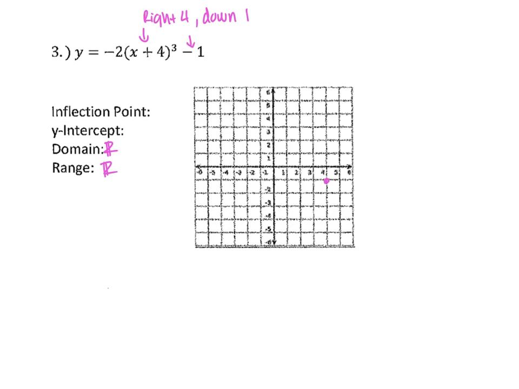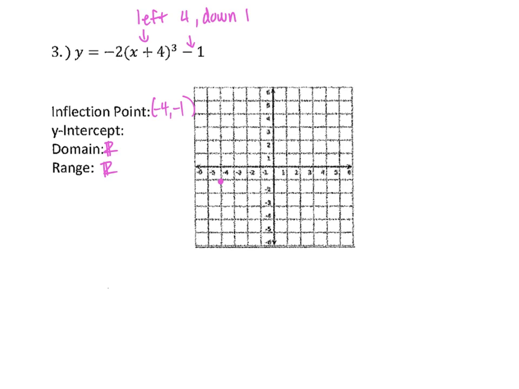Oh, actually, I think I did this wrong. My bad. This should actually be left because it's a plus sign. So this is left 4, down 1. So I have to go this way and then down. So my inflection point looks like it's at (-4, -1).